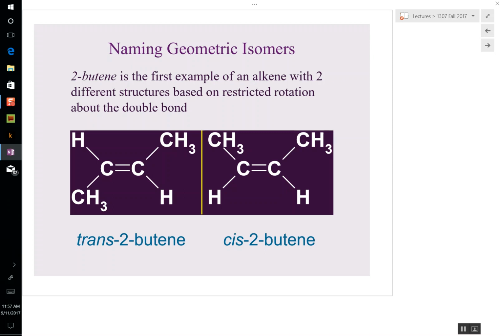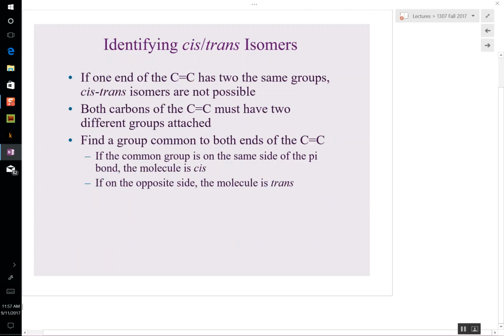All right. There's your two isomers. There's your cis, your trans. Now what you've got to learn is, you've got a molecule with a double bond in it. Do I need to use the cis and trans in the name or don't I? There's times when you do need to use it and there's times it's not necessary. So that's what we need to figure out now, identifying cis and trans isomers.